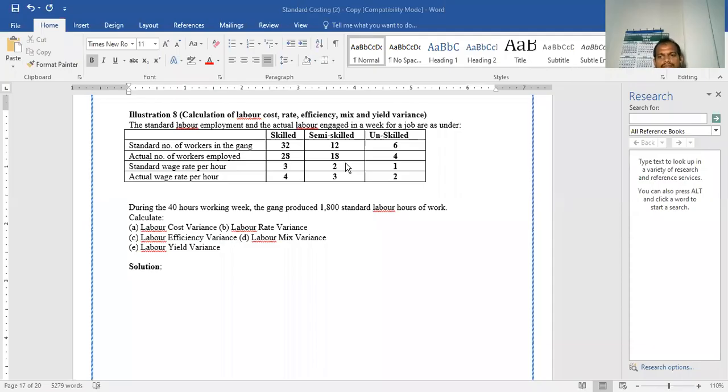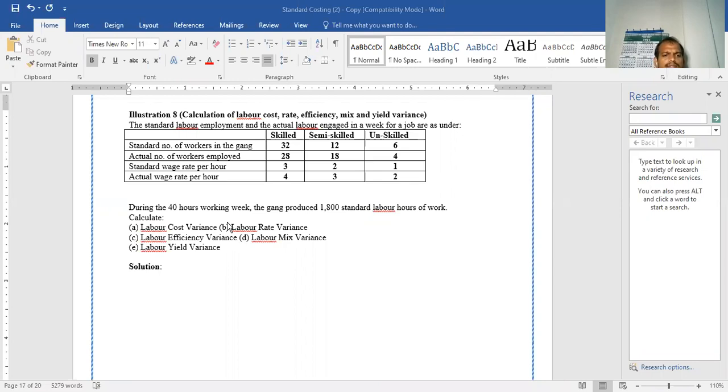Standard costing, labor cost, variance analysis. So in this illustration, we have to calculate labor cost variances: labor rate variance, labor efficiency variance, labor mix variance, and labor yield variance.